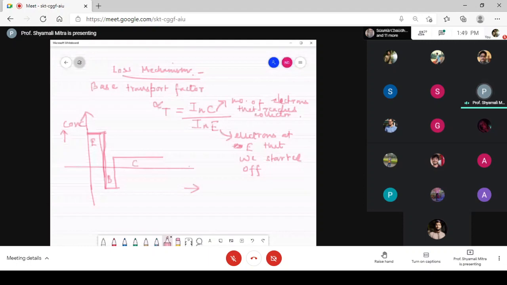Emitter এর সবথেকে বেশি ডোপিং, কিন্তু এর উইডথ হচ্ছে বেস আর কালেক্টরের মাঝে। বেসের ডোপিং হচ্ছে মাঝামাঝি, ইন্টারমিডিয়েট লেভেল অফ ডোপিং, but its width is the smallest width, and collector has the smallest doping but its width is the largest. Did you notice that?